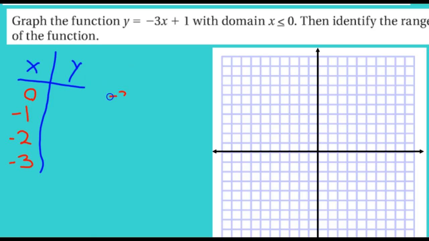So now I have negative 3 times 0 plus 1. Negative 3 times 0 is 0, plus 1 is 1. And negative 3 times negative 1 plus 1. Negative 3 times negative 1 is 3, plus 1 is 4.